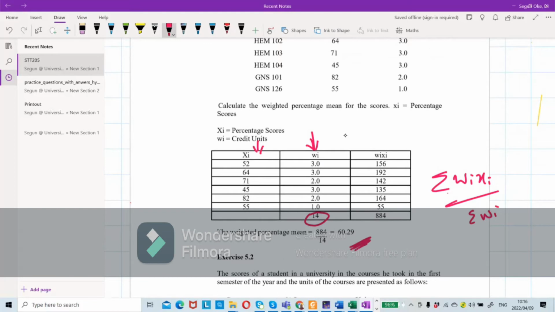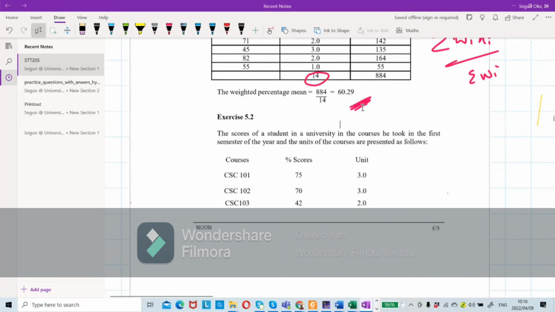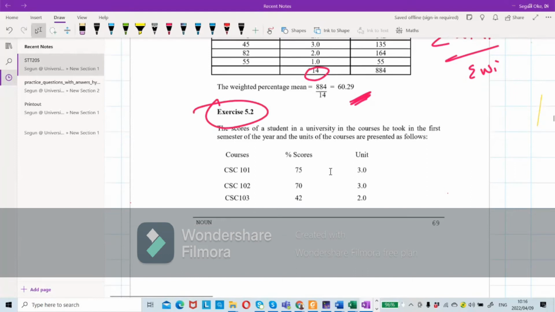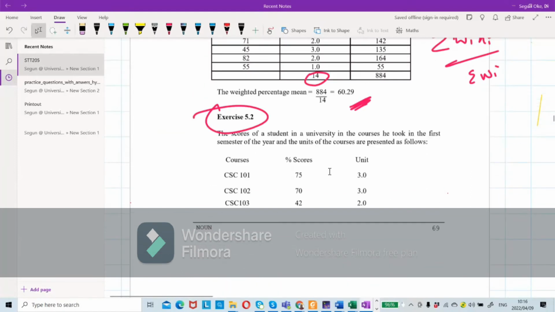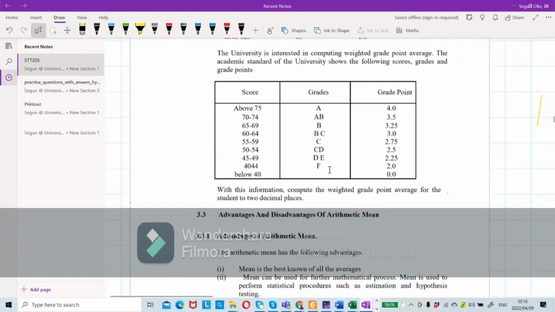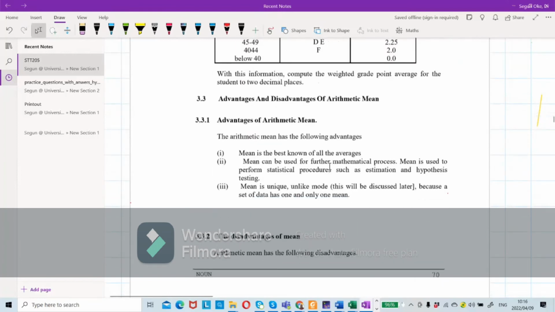So at the end of the day, you have this. I just quickly digress on all these examples so that when you are at home, you can do this on your own. You don't need to submit it. Do it on your own. Exercise 5.2. It's the same way I explained.